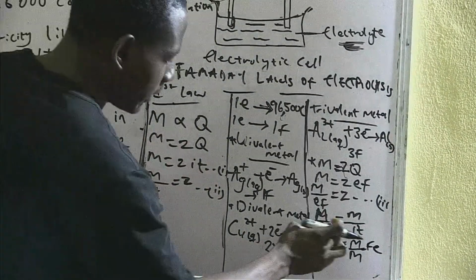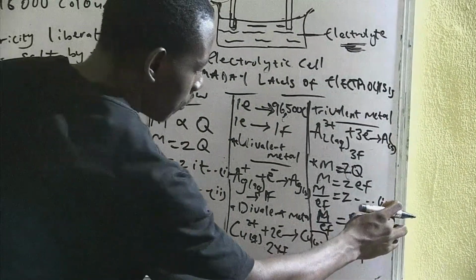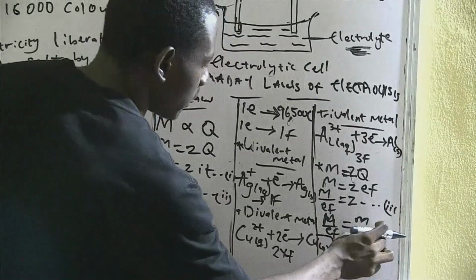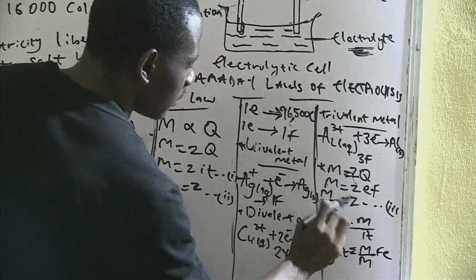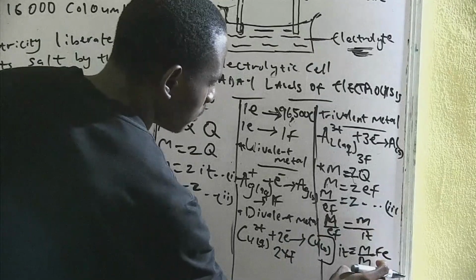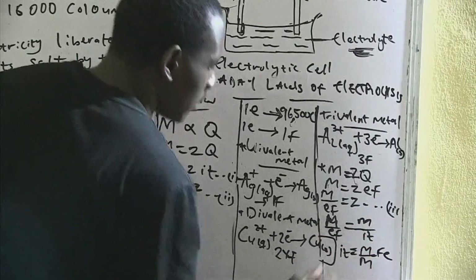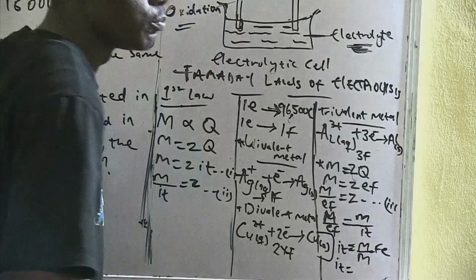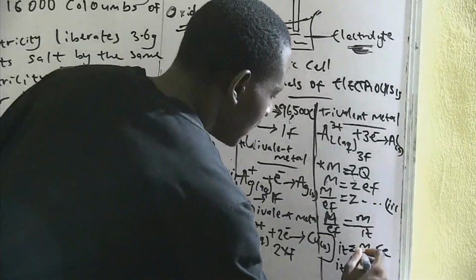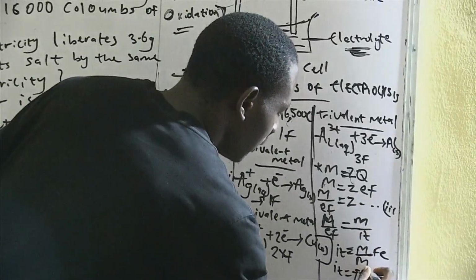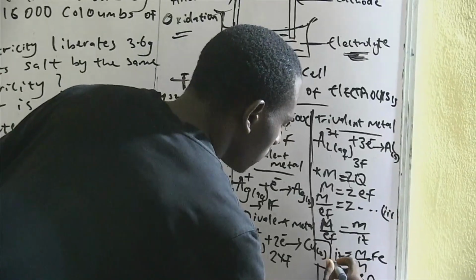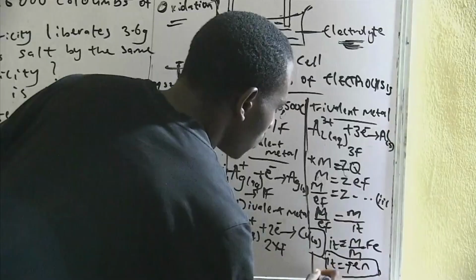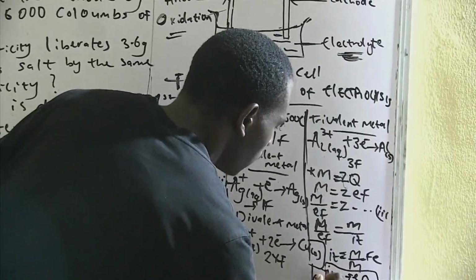This is what I did. This one here, I brought it up, while this one here, I brought it down. So you have mass over molar mass. IT is equal to what? Mass over molar mass is the mole, N. So you can have IT equals FEN. Equation 4.